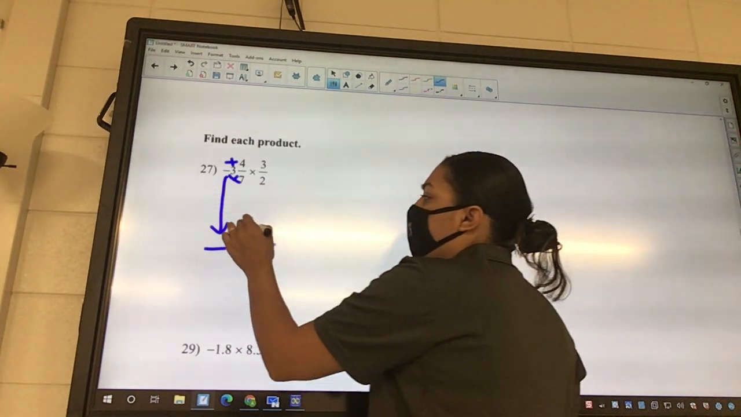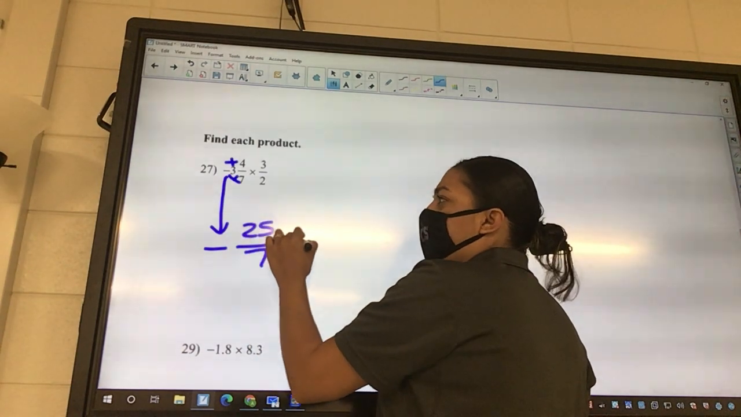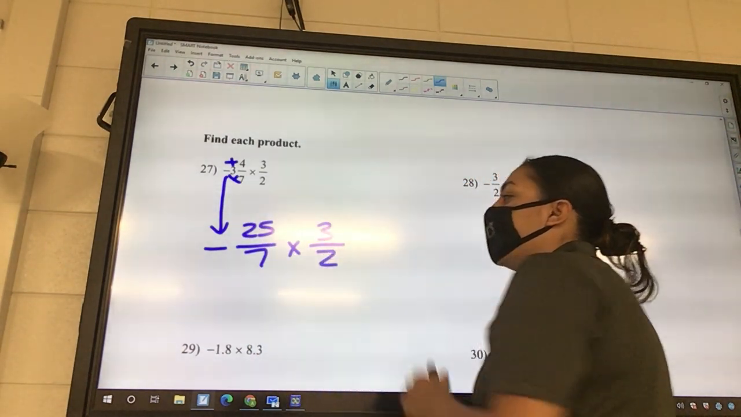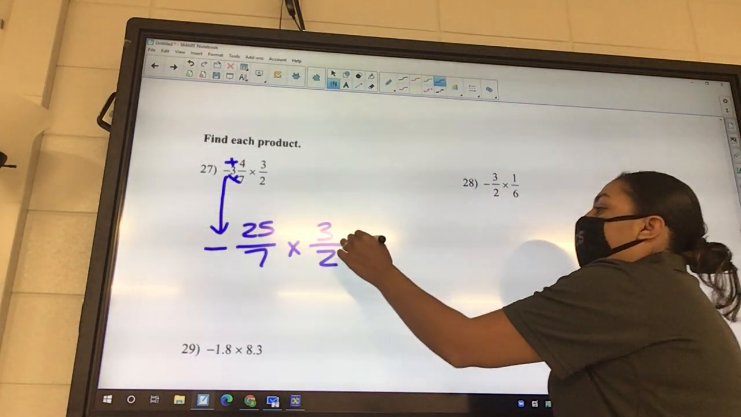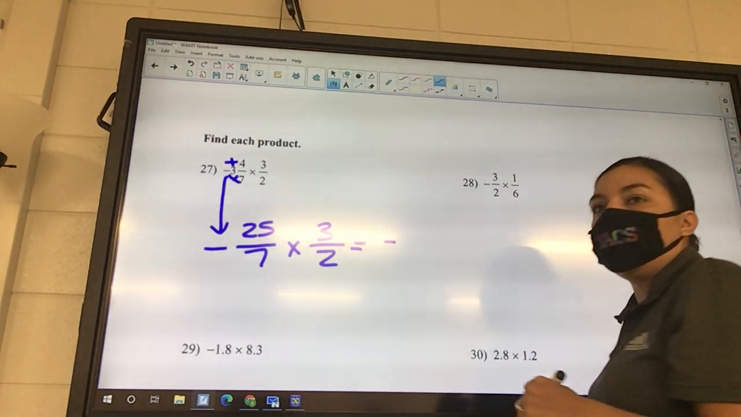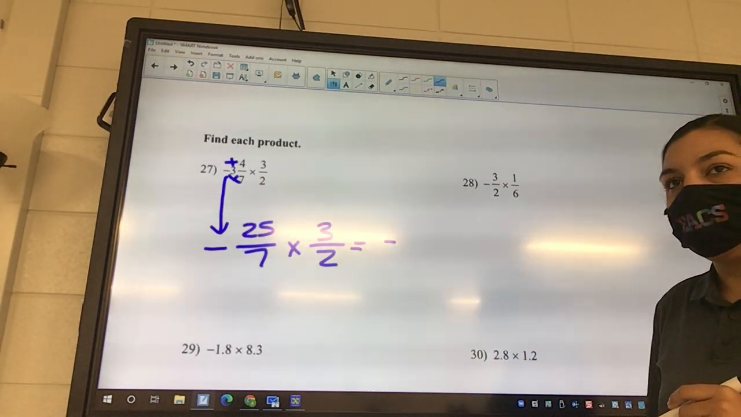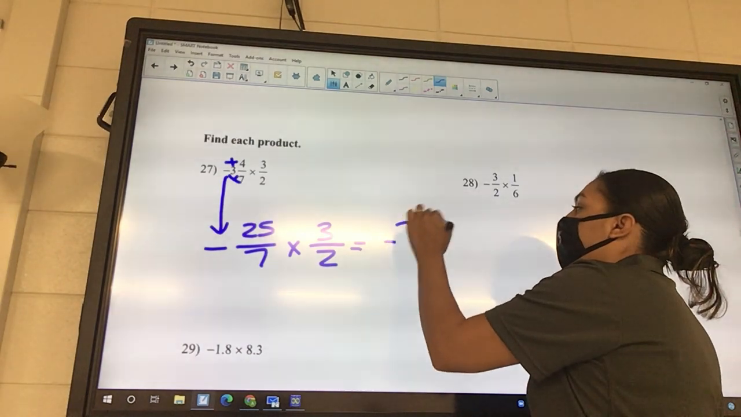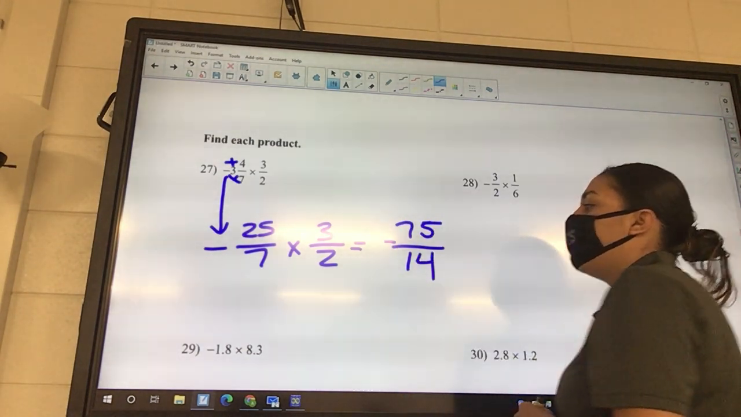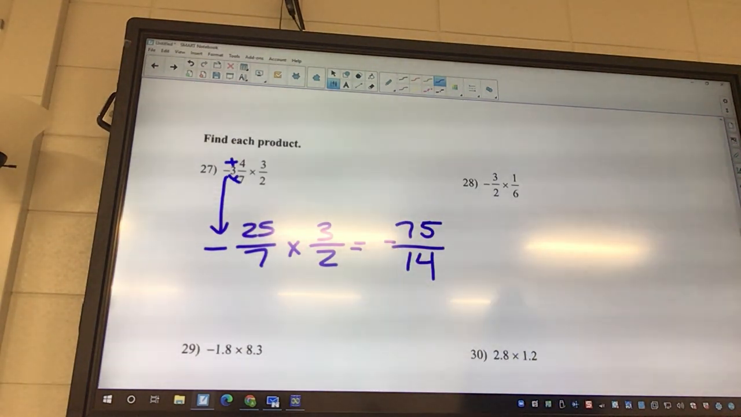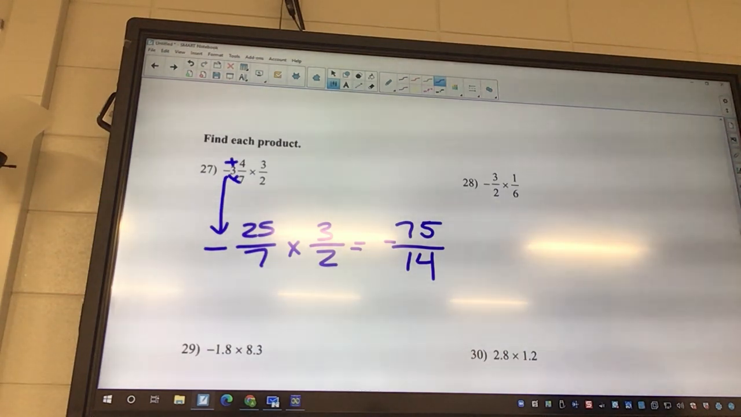35 over 14. Mm. Negative 75 over 7. 25 over 7. I don't even know how you're getting that. You said negative what? -75/14. Okay, some of you guys type that in and see if you agree. I agree. You do? Okay.